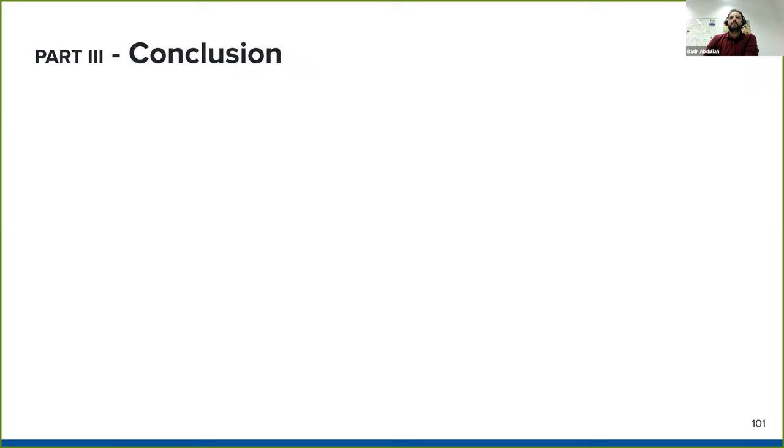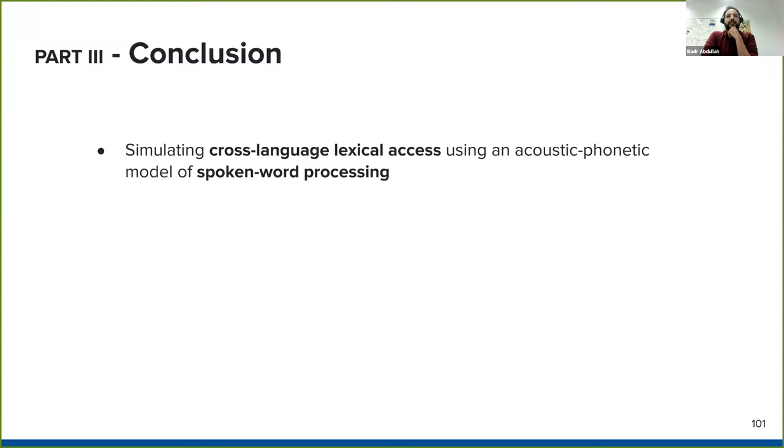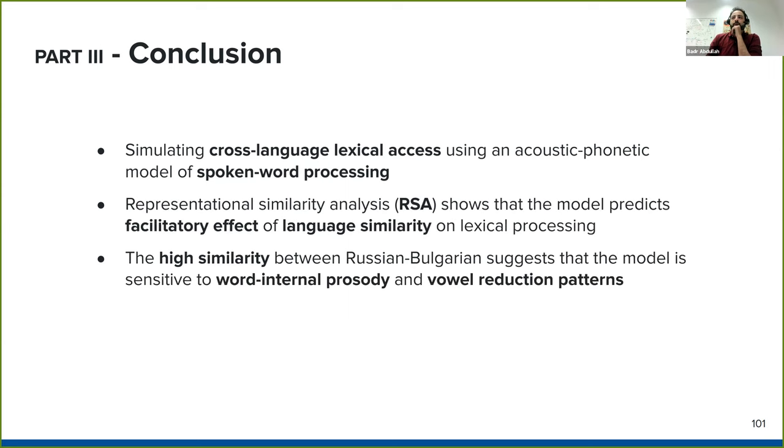So to conclude this second part, I have presented a simulation on cross-language lexical access using an acoustic phonetic model of spoken word processing that was proposed in the literature. We just added the analysis part. And we show that the RSA analysis showed that the model predicts the facilitating effect of language similarity on lexical processing, and more than that, it seems that the model is sensitive to internal prosody and vowel reduction patterns, and that's probably the reason why Russian and Bulgarian seem to be the most similar language pair in this analysis. So this would be the end of part three.